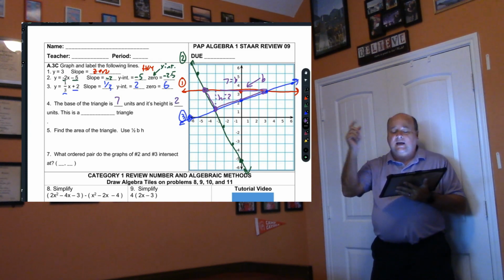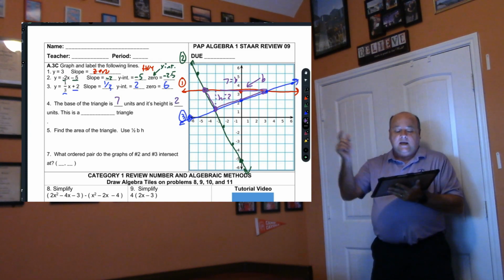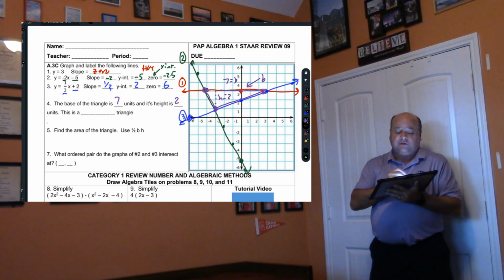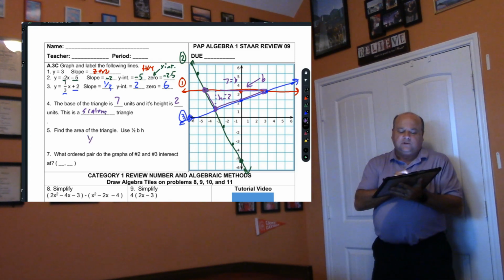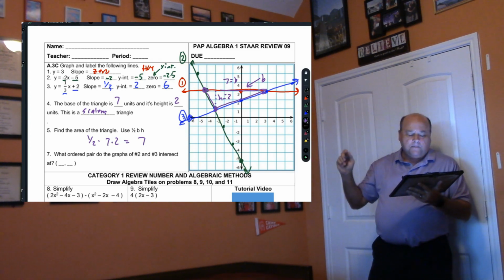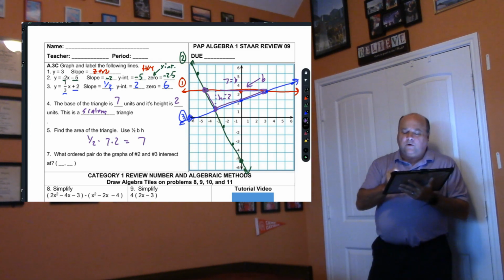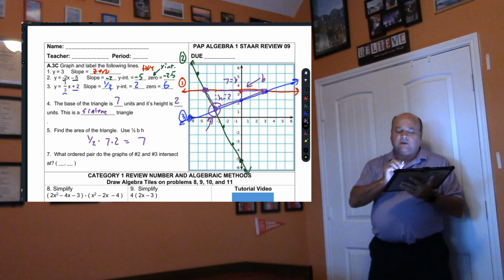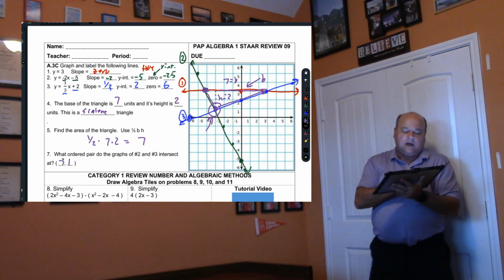This is a scalene triangle because it's not a right angle, because -2 and 1/3 are not opposite reciprocals. So this is a scalene triangle. The area of the triangle is 1/2 times 7 times 2, which is going to be 7 units squared. And lastly, the ordered pair where lines 2 and 3 cross, this is what the next unit's going to be about. Where do the two lines cross? They cross at -3, 1.